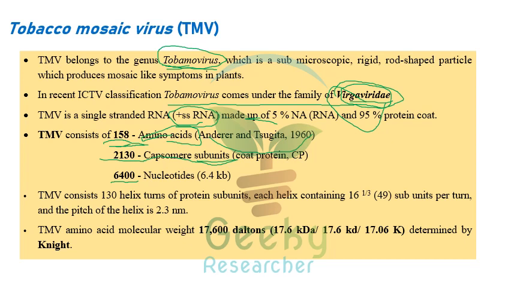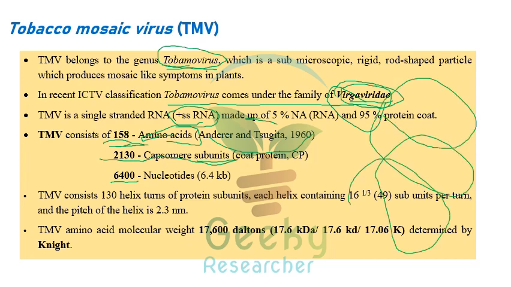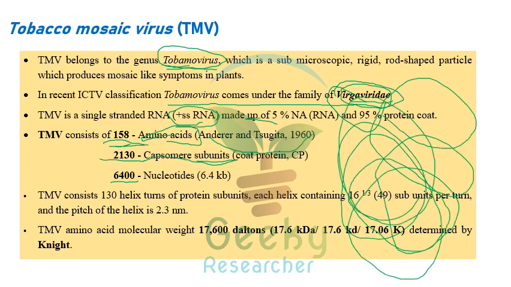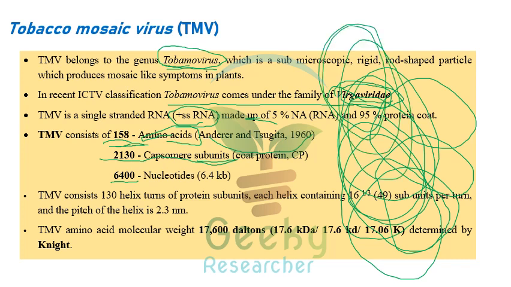Tobacco mosaic virus contains 130 helical turns. If you see the picture of tobacco mosaic virus, it looks like a banana bunch. Inside, the nucleic acid is present, and all the banana-like structures are protein subunits. It contains 130 helical units, and if we calculate exactly, we get around 2130 capsomere subunits.